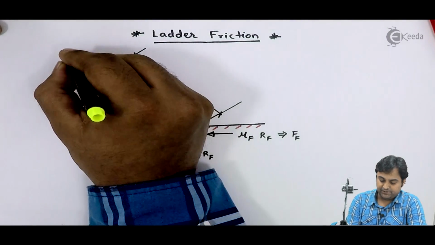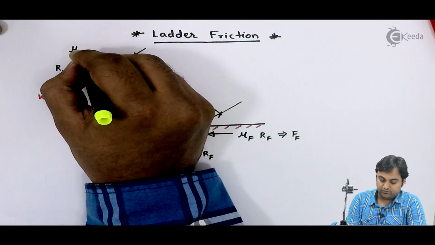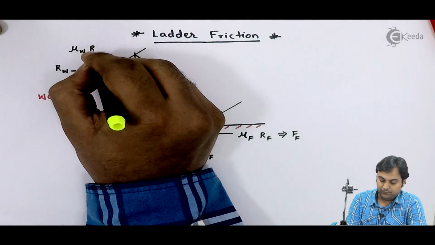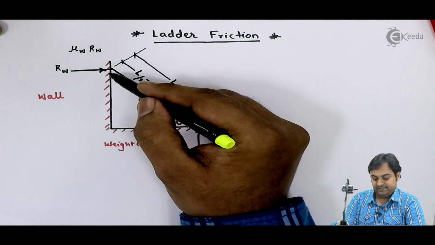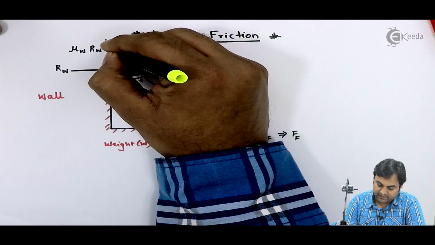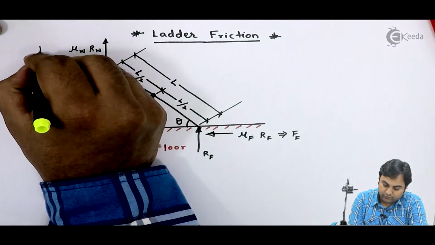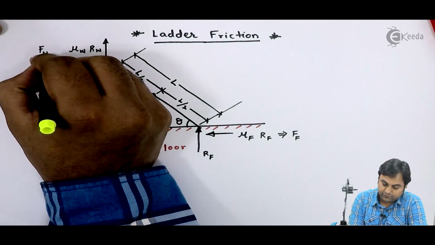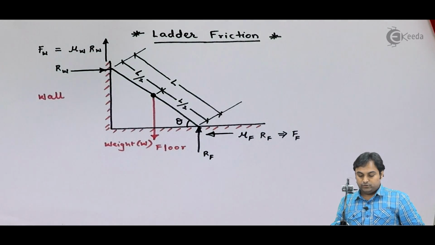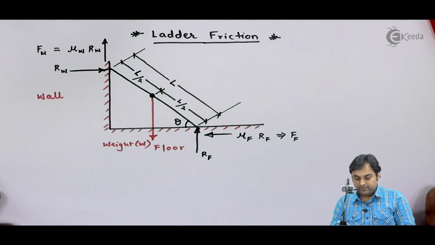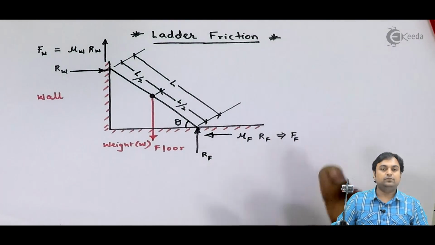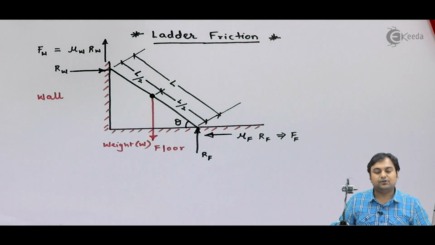Similarly, if I consider mu W as the coefficient of friction between ladder and wall, if I multiply mu W by RW, if the ladder is slipping, the ladder would be going down, but friction force would try to move the ladder up, and that friction force is given by, it is the friction force offered by the wall, that is equal to mu W into RW. So these are my conditions here, and based on these conditions we would be solving some problems related to ladder friction. So let us try to solve some problems over this.